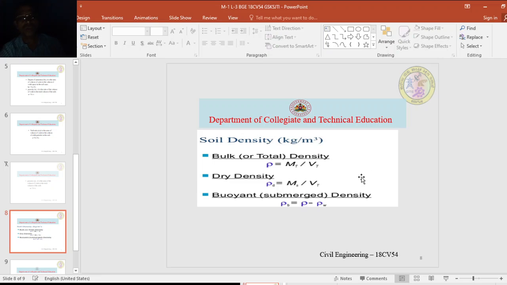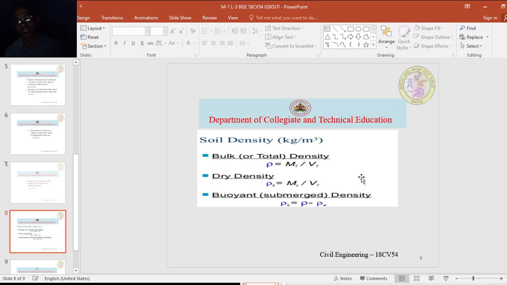Next we have to discuss some more definitions. Bulk density is the mass or weight of total soil divided by the corresponding total volume, Mt by Vt or Wt by Vt. Dry density is given by the dry weight of the soil particles divided by the original volume. When we say dry density, we are not considering air weight or water weight. We are considering only the weight of the soil particles.